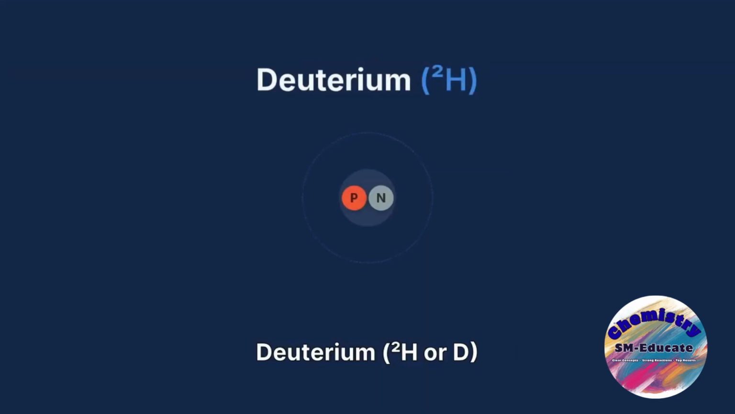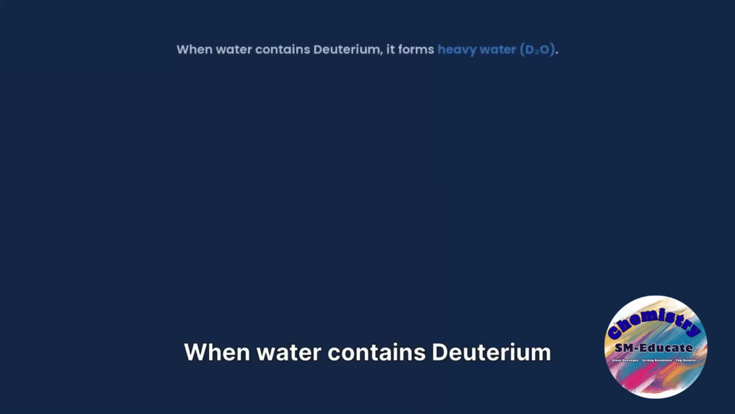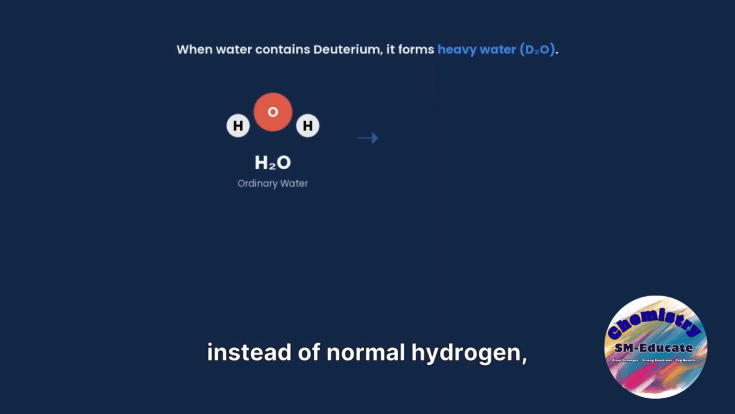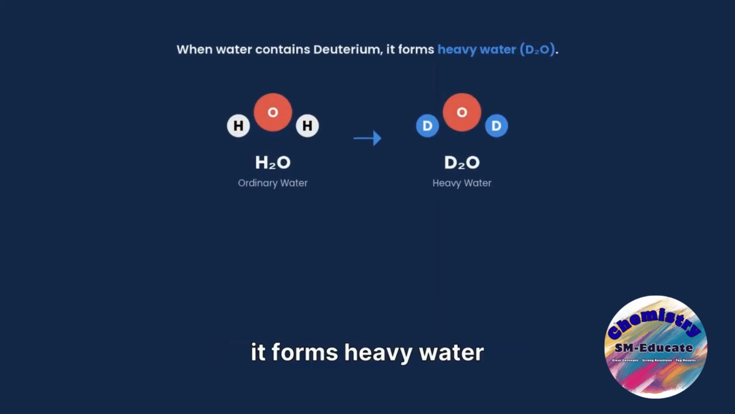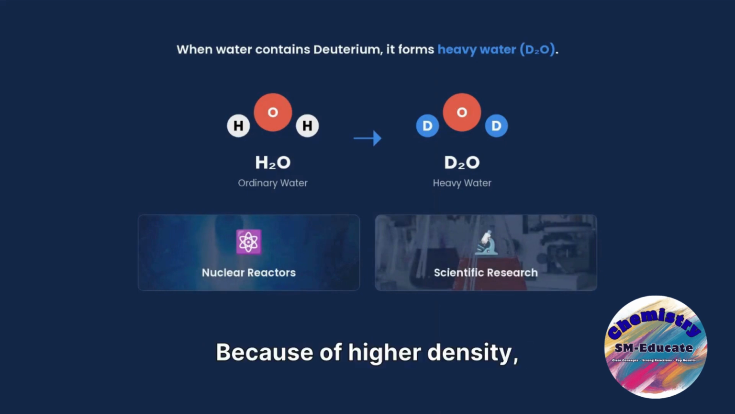Deuterium, superscript 2H or D, has one proton and 1 neutron. Because it has an extra neutron, its mass is higher. When water contains deuterium instead of normal hydrogen, it forms heavy water, D2O. Heavy water is used in nuclear reactors, for tracing reactions in chemistry and in scientific research. Because of higher density, heavy water has different physical properties, but its chemical properties remain nearly the same.